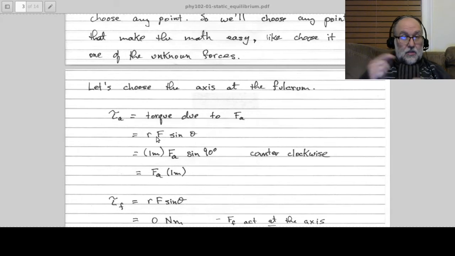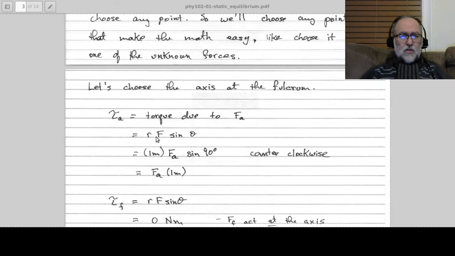In fact, I'm going to solve this problem twice. I'm going to do it with the axis of rotation at one point, and then the axis of rotation at another point, and show you that it gives you the exact same answers. So let's get back to it.